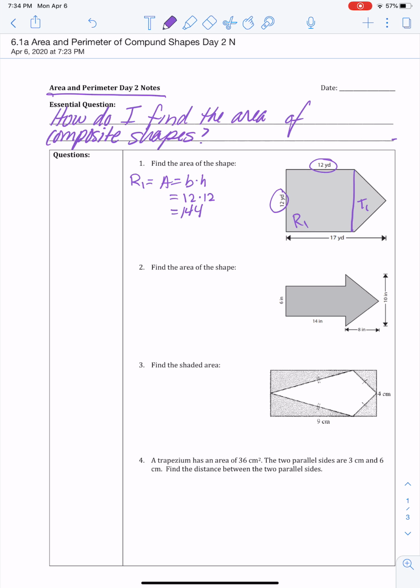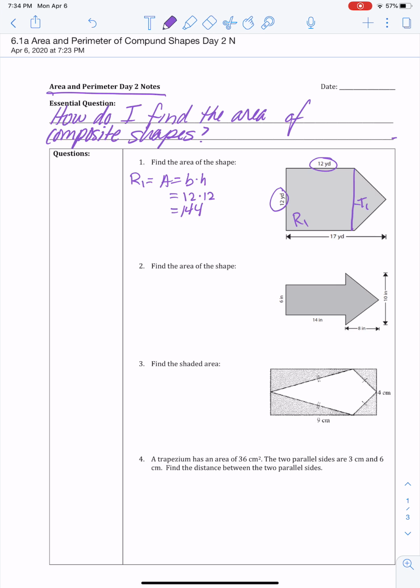And then to find the triangle, this is the perpendicular height. Remember, I need this perpendicular height. Well, if this side is 17 and this side is 12, that means from here to the top of the triangle must be 5. So that's the height of my triangle. So for triangle 1, area is half the base times the height, which is half of the base, which is 12, times the height, which is 5, so that's 30.